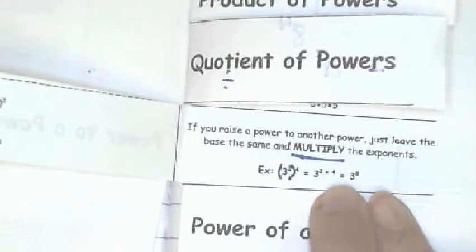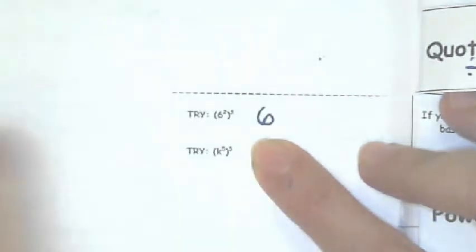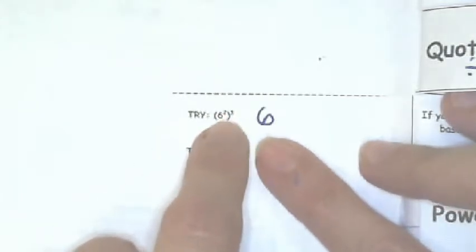So to try this here, remember, power raised to a power, your base is 6, so you rewrite your base. And what am I going to do with the exponents? I'm going to multiply them, because you got a power raised to another power. So you just multiply 2 times 3. What's 2 times 3? It's going to be 6.